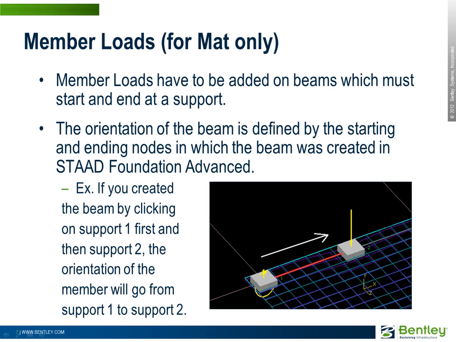The orientation of the beam is defined by the starting and ending nodes in which the beam was created in STAAD Foundation Advanced. For example, if you created the beam by clicking on support 1 first and then support 2, the orientation of the member will go from support 1 to support 2. This orientation is used as reference to define all positions of the following member loads.